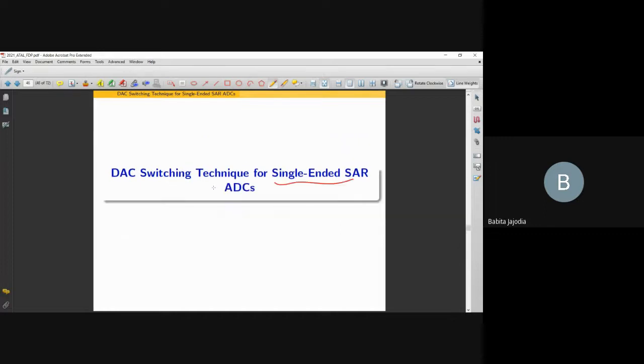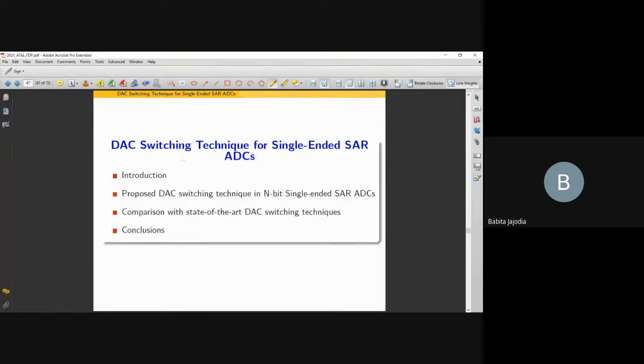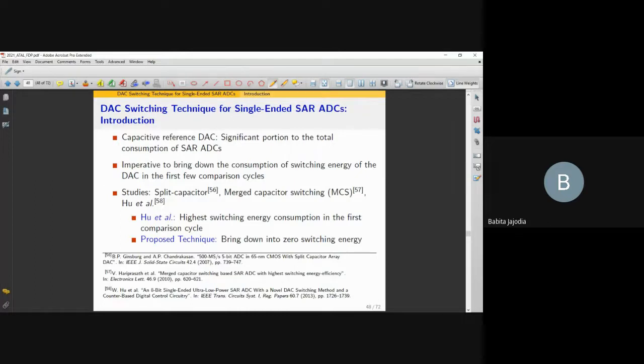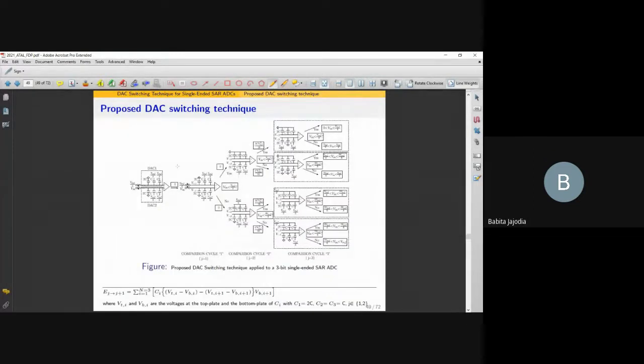So we tried to propose one more DAC switching technique, which is recently published in the Elsevier journal as well, right? What we found is there are different methods called split capacitor, merged capacitor, etc. There is one more given by other authors. Finally, we found the higher switching energy consumption is in the first comparison cycle. If we are able to make that 0, we are indirectly reducing the switching power to a very low value, to a very high extent, right? So this was the proposed one we have done.